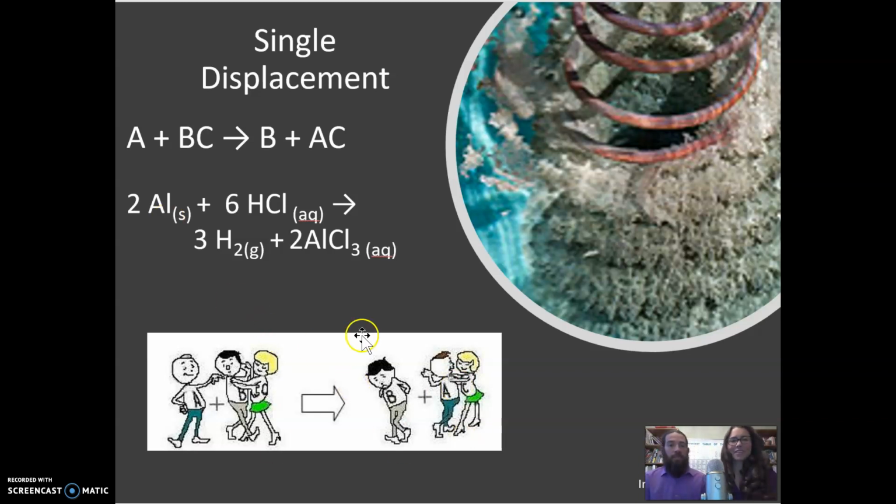Nice little graphic here where you can think of this as a person cutting into a couple dancing, and the A in this case is replacing the B in this, and now A is dancing with C. So this kind of represents this reaction up here. And B looks really sad. B's sad. Yeah, go take a seat, B.